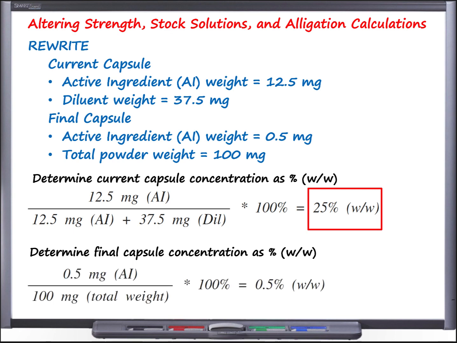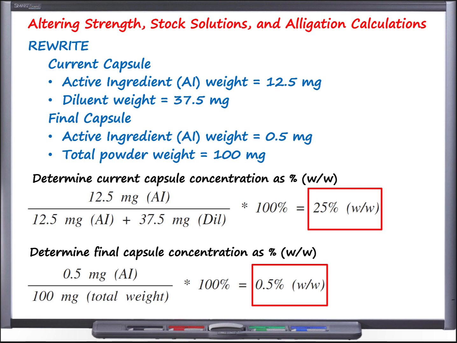All right, let's do the same sort of thing, but with our final situation, because what the question told us is, in the end, what we want is to have 0.5 milligrams of active ingredient. And in this case, it did tell us the total weight. It said in a total weight of 100 milligrams. So all we have to do is take the 0.5 milligrams of active ingredient, divide it by the 100 milligrams total weight, times 100% to convert it into percent, and you can see the number would be 0.5% weight per weight of our active ingredient.